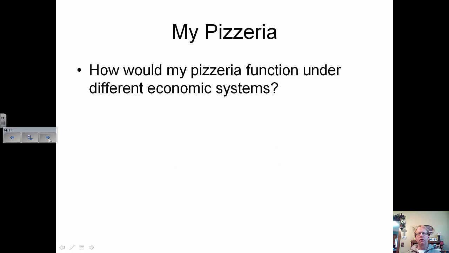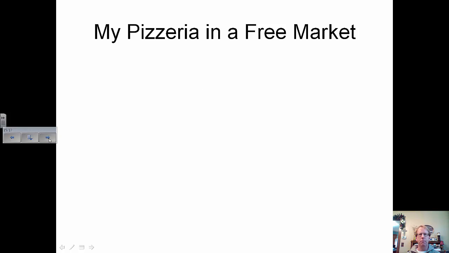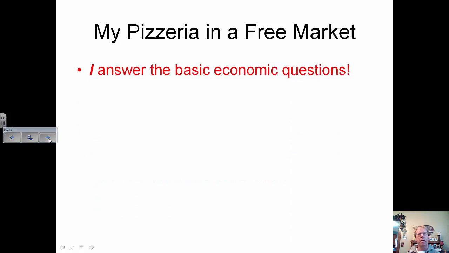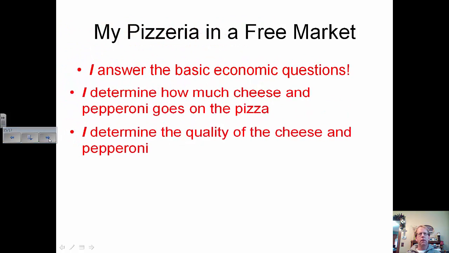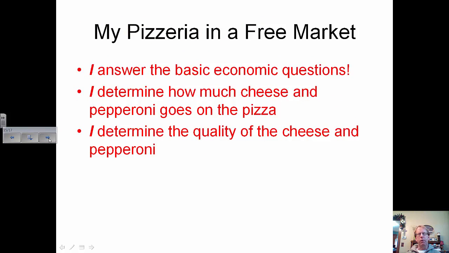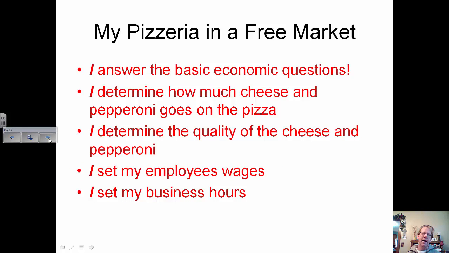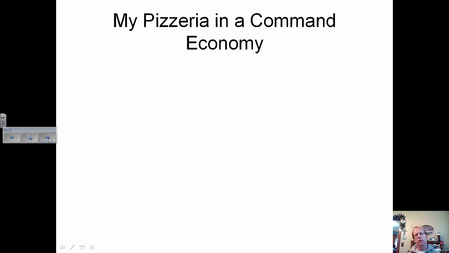Okay, let's use some examples of my pizzeria. Okay, so this is my pizzeria. How would my pizzeria function under the three different economic systems? Let's start with a free market. Okay, in a free market, I answer the basic economic questions. It's up to me to decide that. So I determine how much cheese and pepperoni goes on my pizza. I determine the quality of the cheese and pepperoni. I set my employees' wages. I set my business hours. I get to choose all those things.